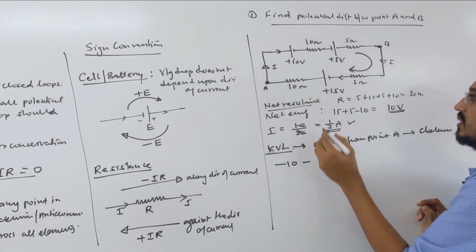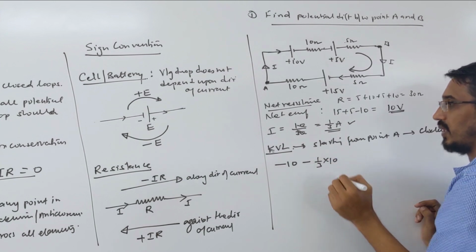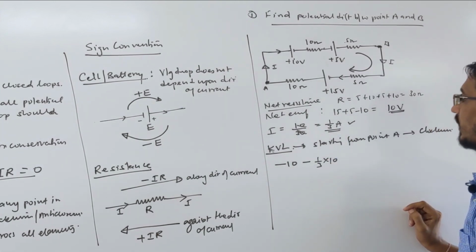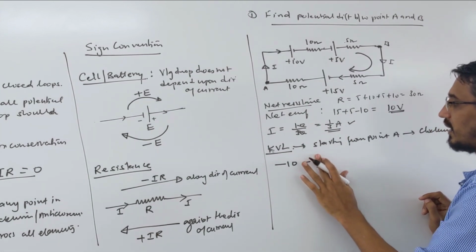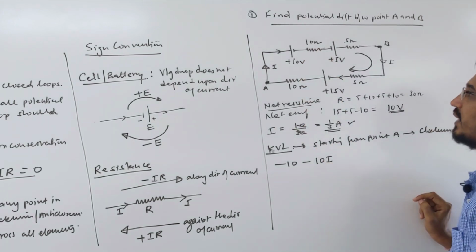So minus I means we calculated 1 by 3. R means how much? 10. Okay, so done. Sorry, we are calculating current actually. So minus 10 into what? I. Current is unknown, we have to find current I.